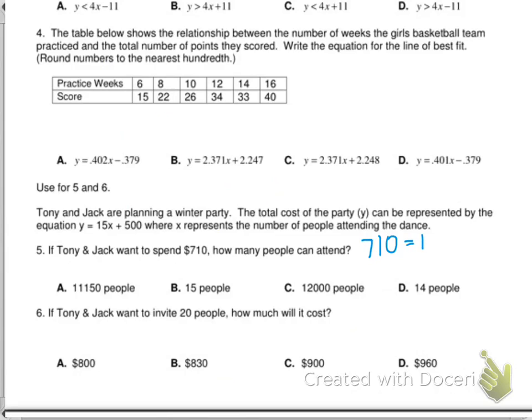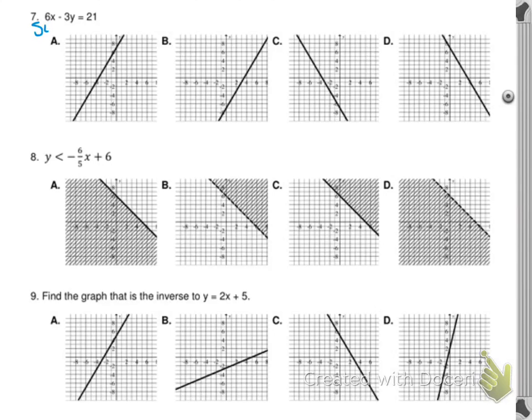Okay, the answer here was 710 equals 15x plus 500. And if you solve for x, you get 14 people. You could have also tried each one. So next, 15 times 20 plus 500 is 800. So most of us got those right.